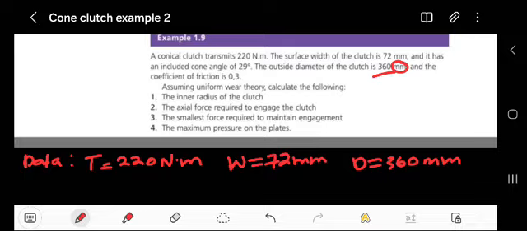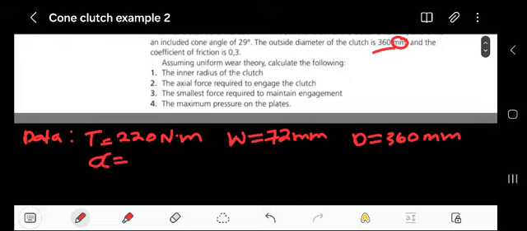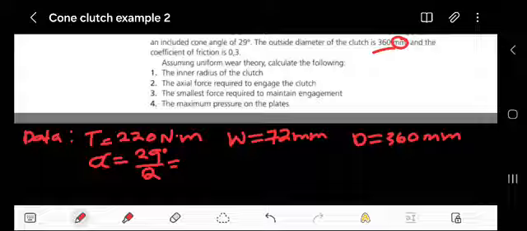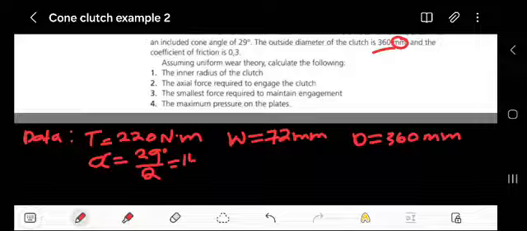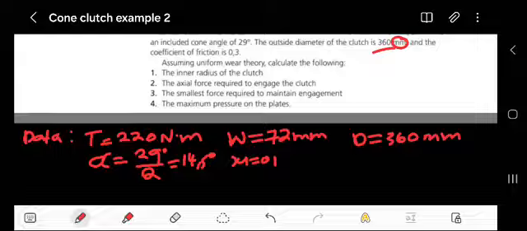The included angle, which is 29. So it's supposed to be semi-angle, but then let us divide this by 2. If we divide this by 2, it will give us 14.5 degrees. So what else do we have? Coefficient of friction is 0.3. What else do we have?